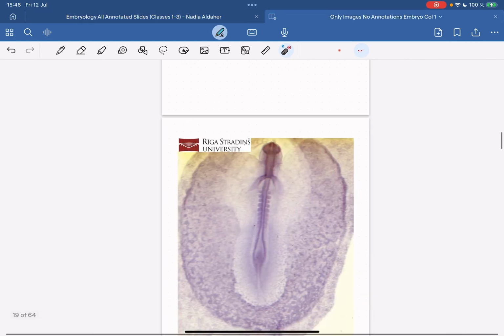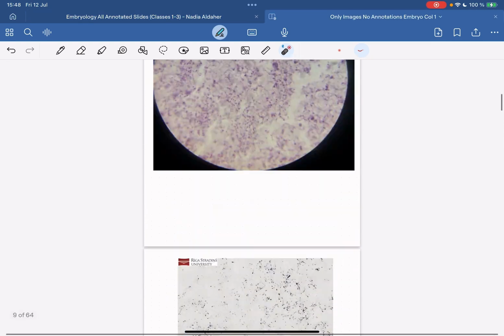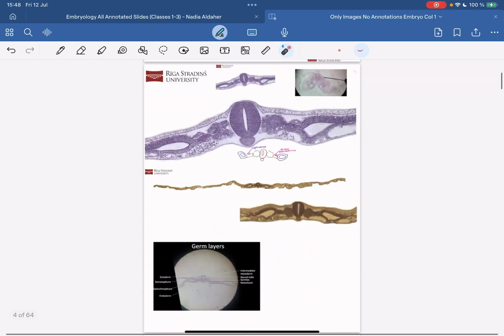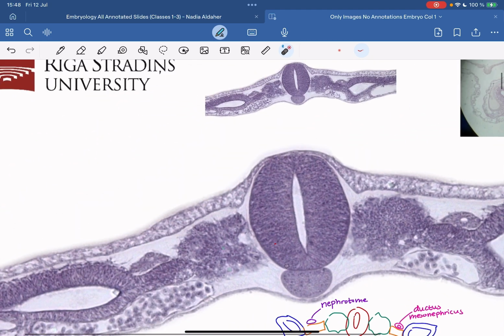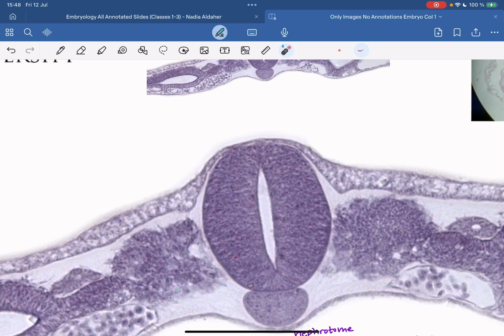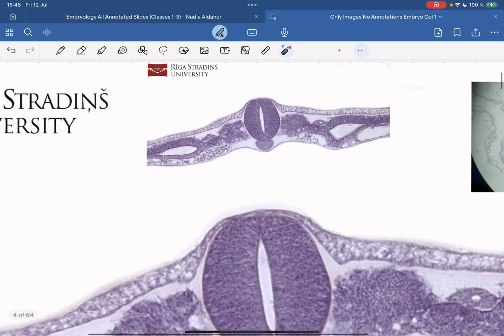So the most iconic, most identifiable structure within this germ layer slide is this opening in the middle, this dark area here called the neural tube.